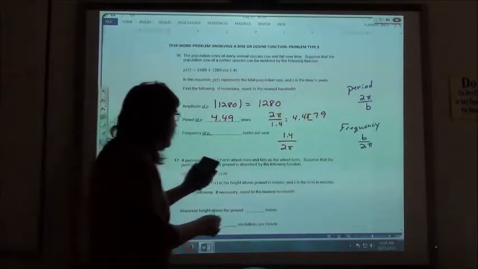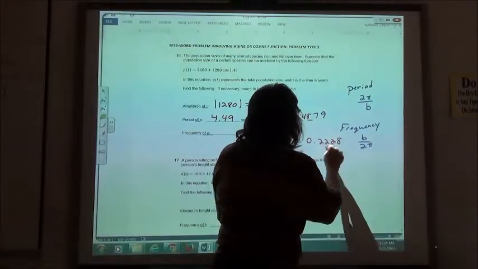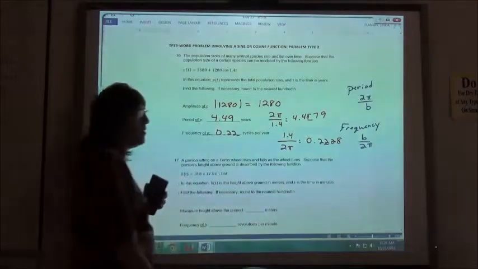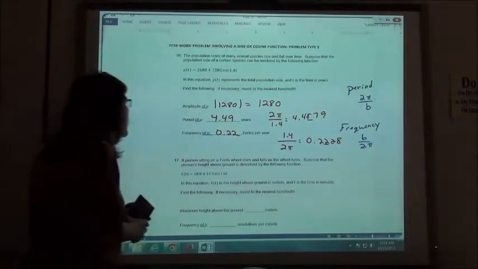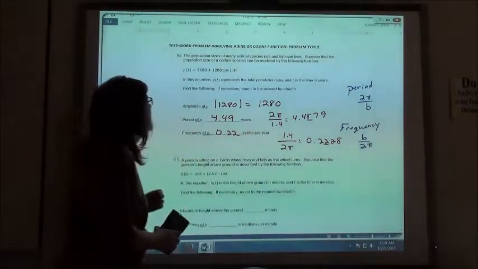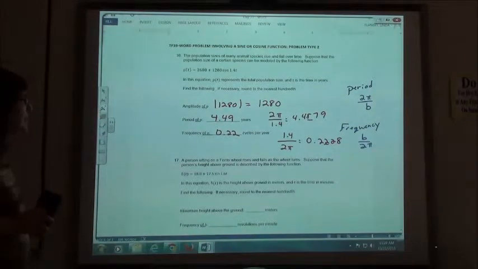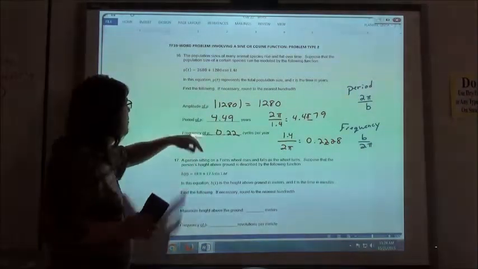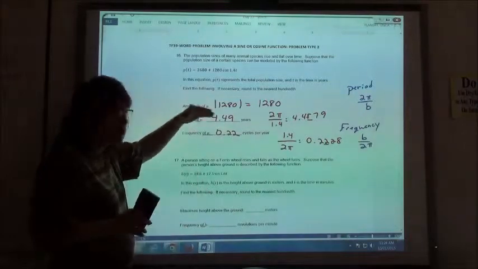And so I get 0.2228, rounding to the nearest hundredth. I have 0.22 cycles a year. In other words, it does 1/5 of a cycle every year. It takes about 5 years to do one whole cycle then. So, amplitude, again, we get from the A value, period, 2 pi over b, frequency, b over 2 pi.